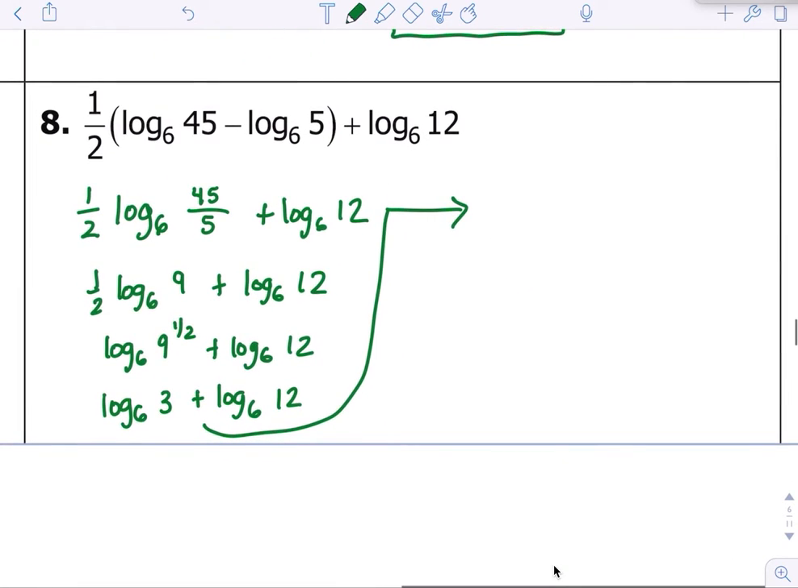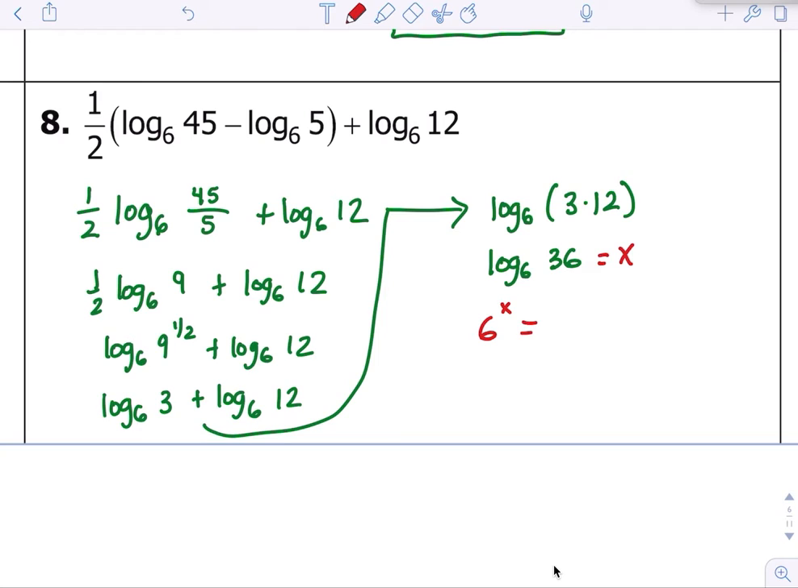So now we have log, another positive in between, so log base 6, this is our product rule, 3 times 12. Log base 6 of 36, and since we have both the 6 and 36 to be common bases of 6, we can now make an exponential form. 6 to the x is equal to 6 squared, x is equal to 2.